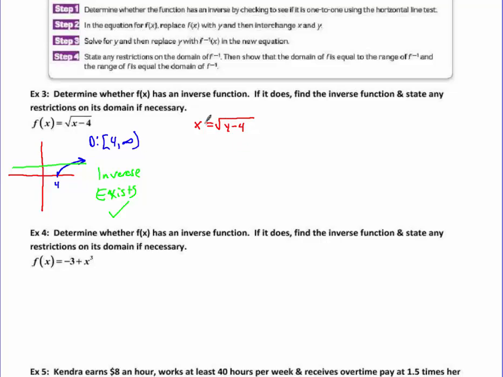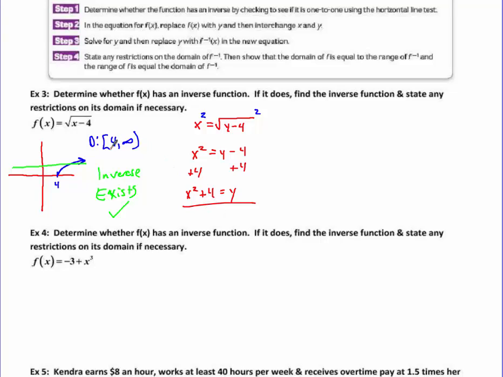Well, to get rid of that square root, we need to square both sides. So we're going to get x squared equals y minus 4. Add 4, add 4. So x squared plus 4 equals y. Now, you know right away that this is a parabola.